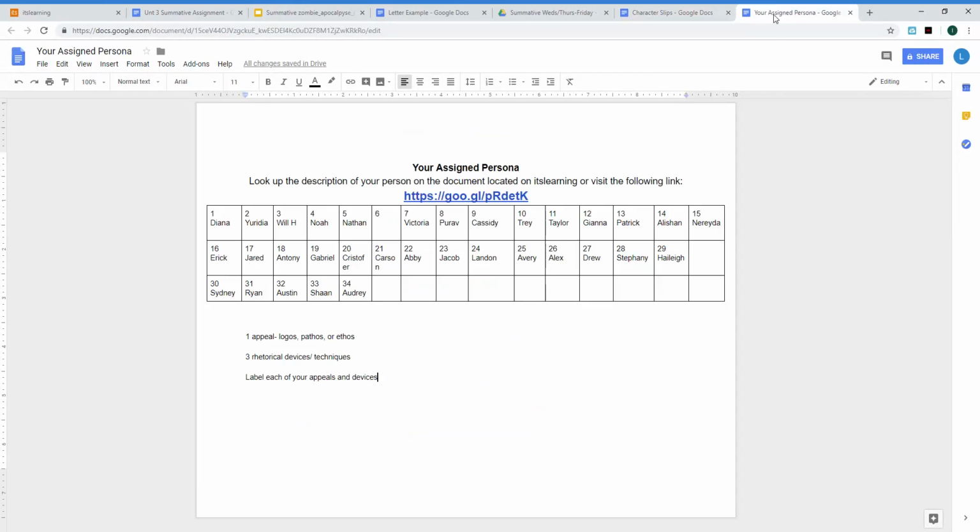Okay, so here is your assigned number. This assigned number matches up with a character description. So take a minute, pause the video if you need to, look at what number you have, and then go to that character slip and figure out who you were assigned. And you can pretty much start working on this.